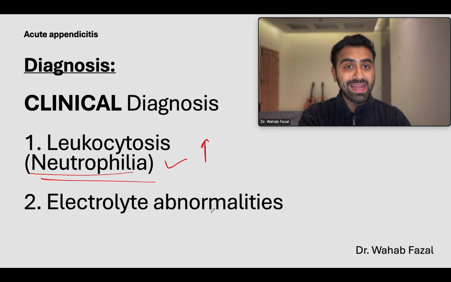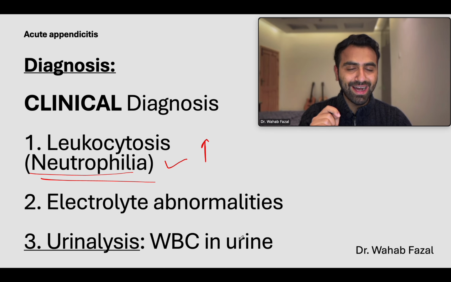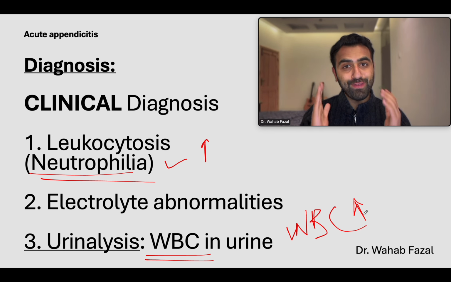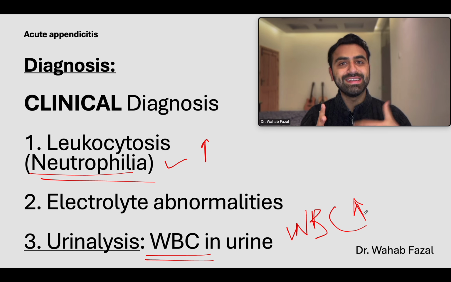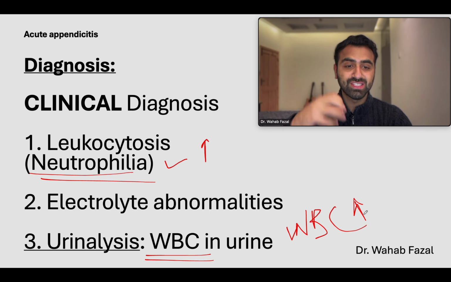Then you can also get electrolyte abnormalities because the patient might not be eating a lot, they might be vomiting as well. And on urinalysis, this is a frequently asked point in difficult examination. In urinalysis, you can get something called a sterile pyuria, meaning it's just WBCs and there's no bacteria, just WBCs in the urine. Why? Because the inflamed appendix can irritate the nearby lying ureters and cause WBCs in the urine, and that is a supportive thing.